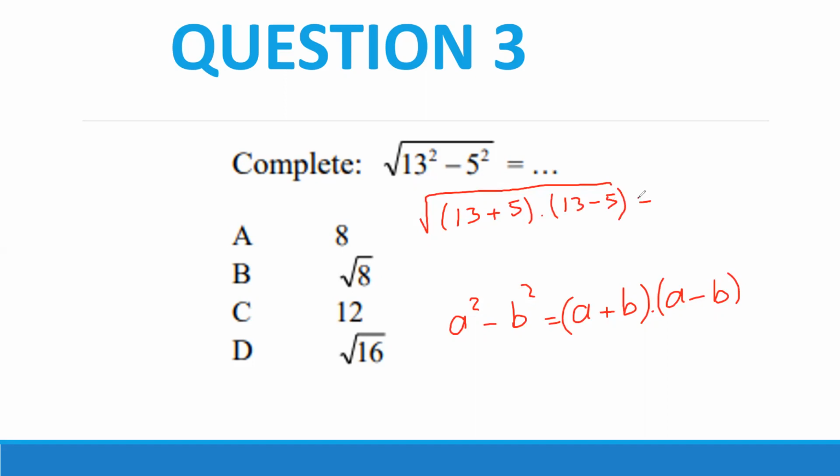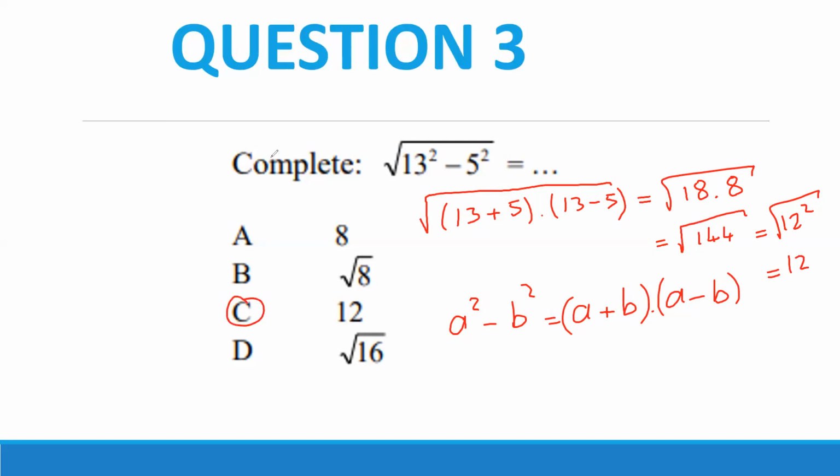All right. And then under the square root, what we are getting: 13 plus 5 is 18, and 13 minus 5 is 8. When you multiply these, you are getting 144. Square root 144, I know, you can write like this. So 12 squared going out as 12. So this is our answer, C.